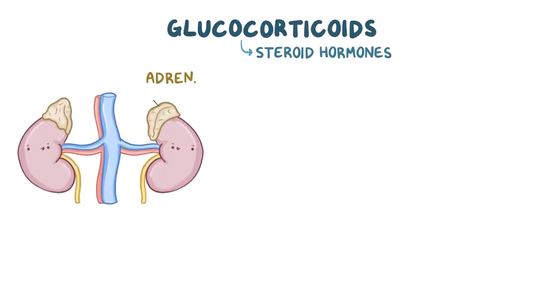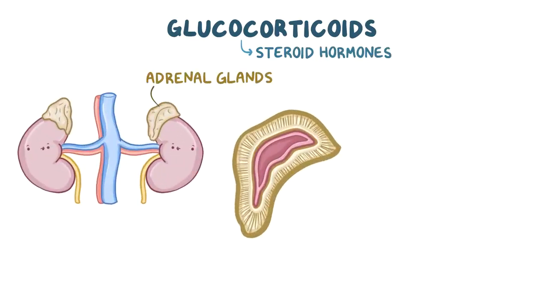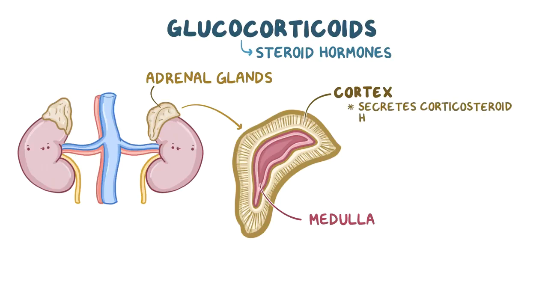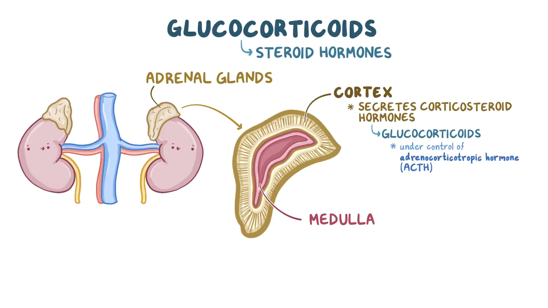Glucocorticoids are a group of steroid hormones, which are secreted by the two adrenal glands that sit like hats, one on top of each kidney. Each one has an inner layer called the medulla and an outer layer called the cortex. The adrenal cortex secretes different corticosteroid hormones, like glucocorticoids, under the control of adrenocorticotropic hormone, or ACTH.